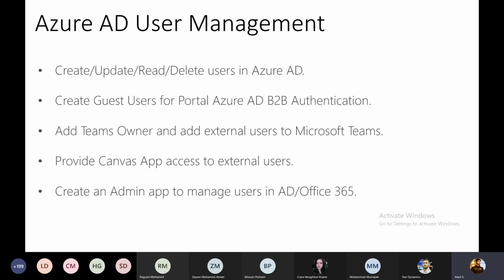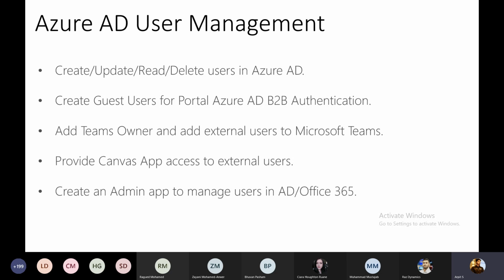Add Teams owners, add external users to the Microsoft Teams. Sometimes in order to add some external members in the Microsoft Teams, you have to add them as a guest user. Because as you understand, some external organization users cannot be added as a member to the team. You need to add them as a guest user in the Azure Active Directory. So in that case, if you have to provide the external user access or you want to create them as a member in the Microsoft Teams, you need the Power Automate.